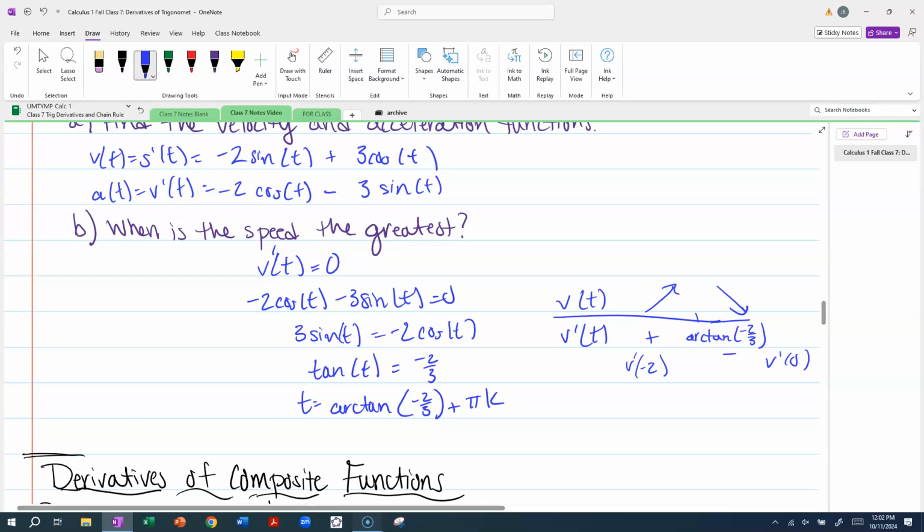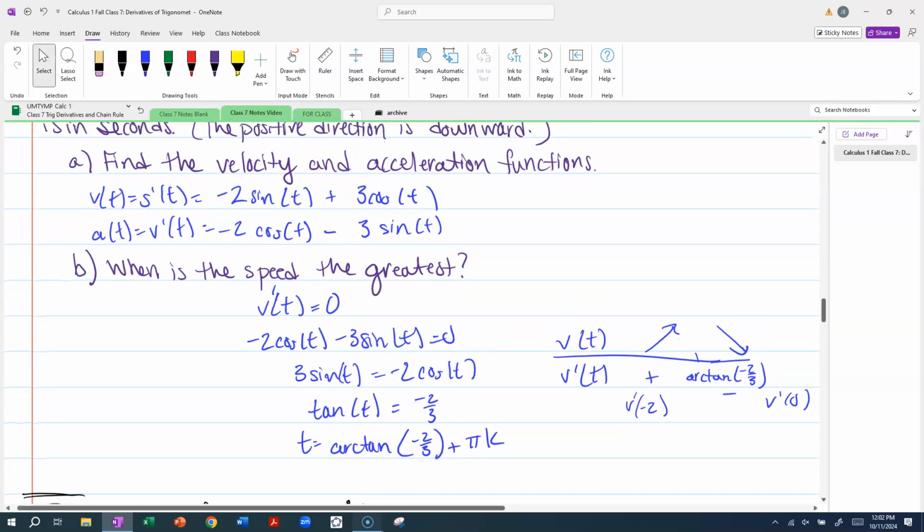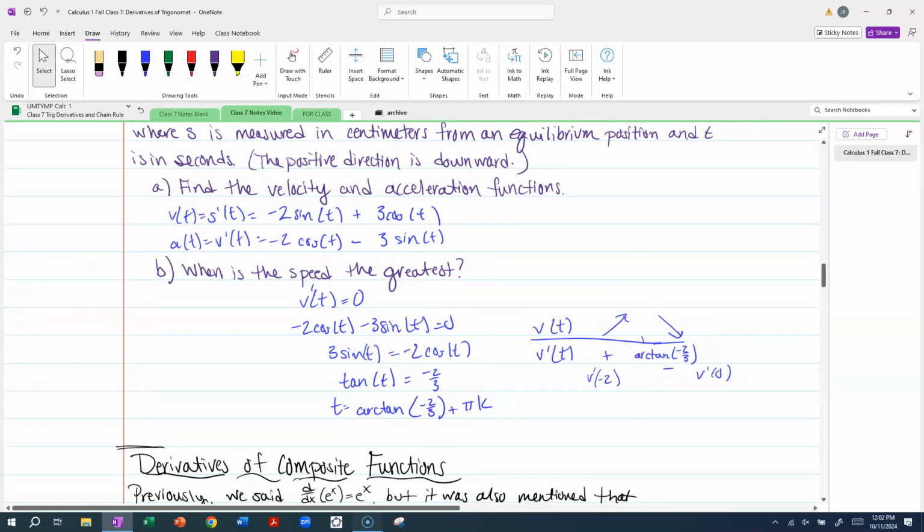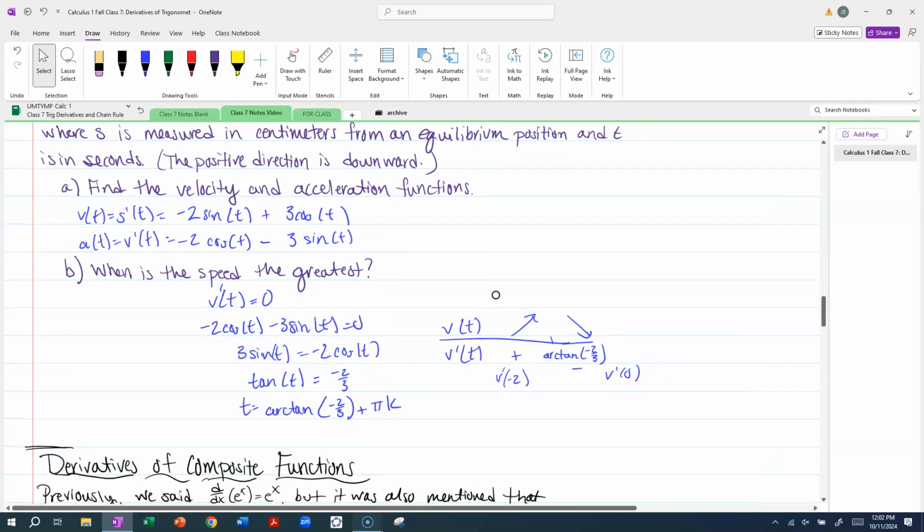Okay, so those are some applications of the derivatives of trigonometric functions. As we go forward, we're going to look now at derivatives of composite functions.